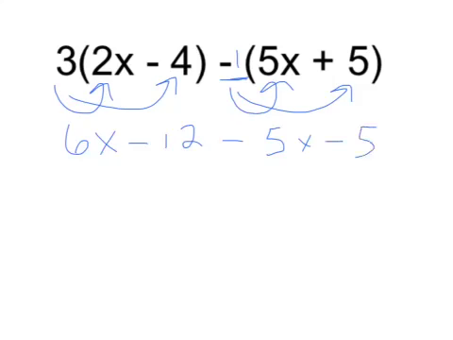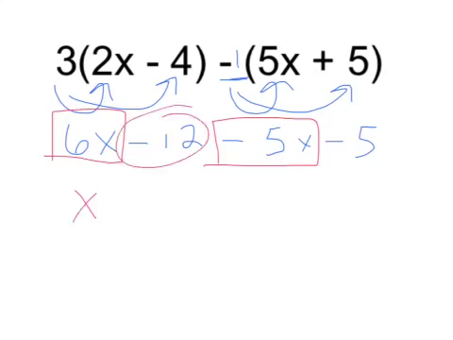Okay, so once I've distributed everything that I can, then we're going to combine like terms. So we're going to take all of the x's and combine those. So we have 6x, and then we have a negative 5x here. So together that gives me a positive x when I combine them. Then we have negative 12 as a constant, and negative 5 as a constant, and when I combine those, I get negative 17.